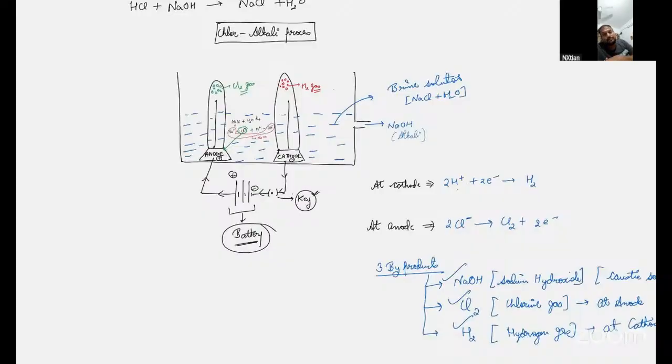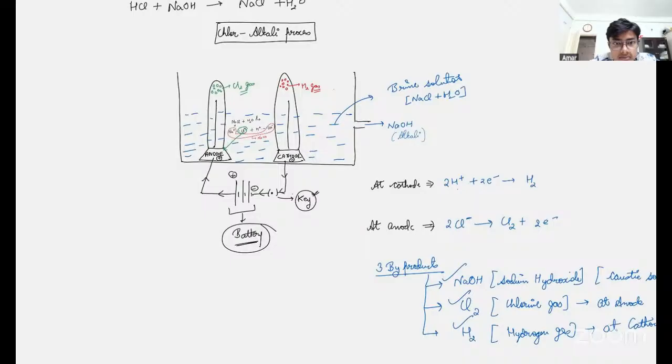This Friday you guys have a test. Which chapter? Acid, base, and salt. Okay, Geetika or Sami, you can put the information that acid, base, and salt is there on this Friday.